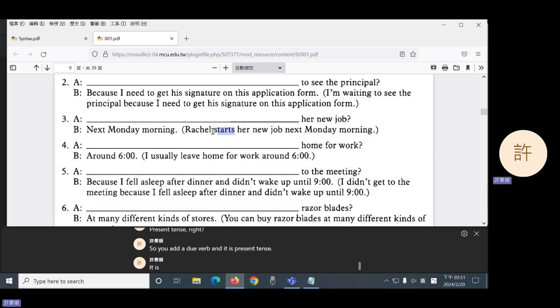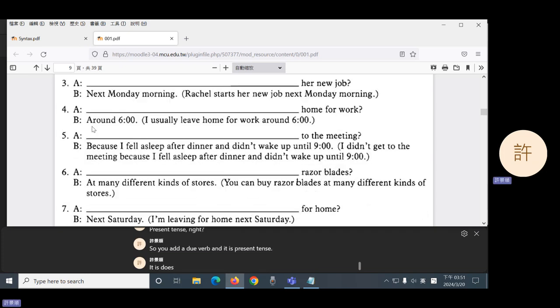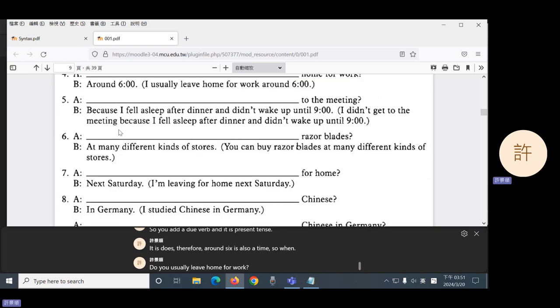It is does. Number four, around six is also a time. So when do you usually leave home for work? Number five, because, so it's a why. Why, and there's already a did verb. So why didn't you get to the meeting?